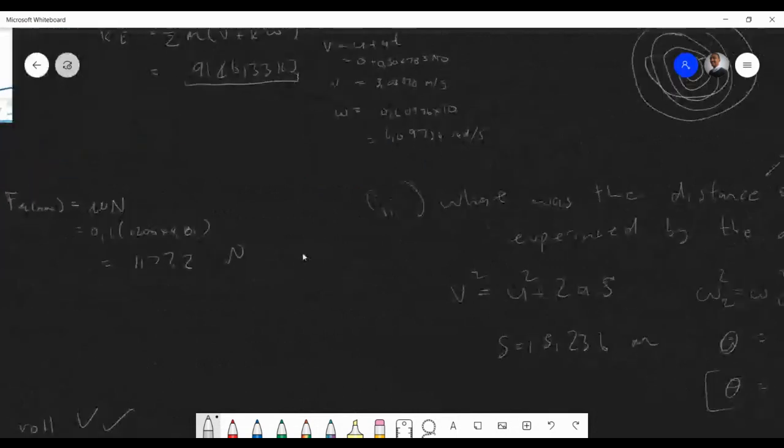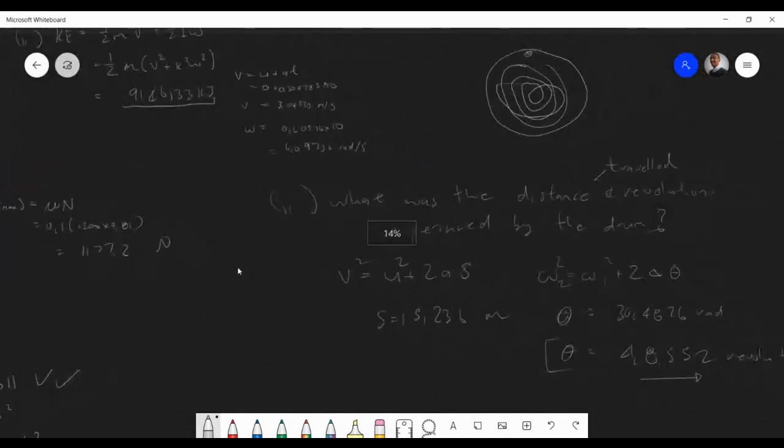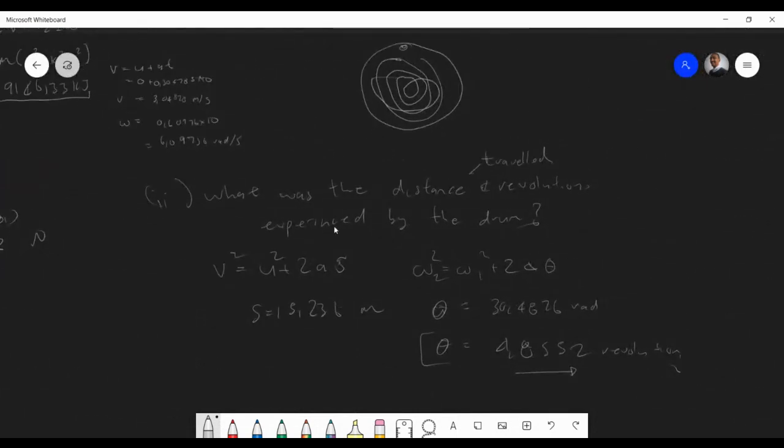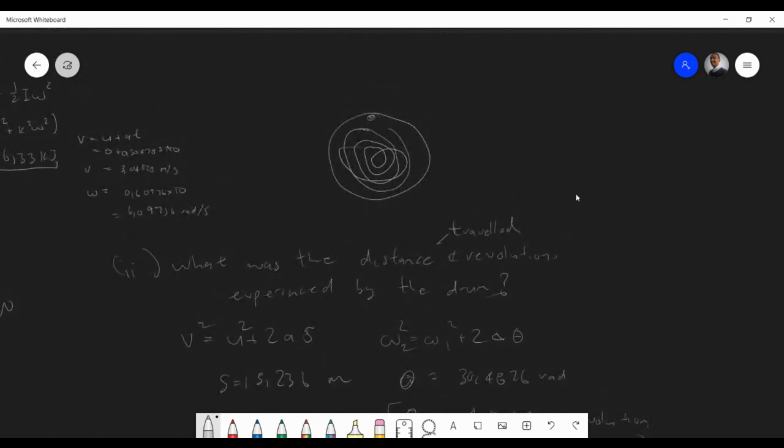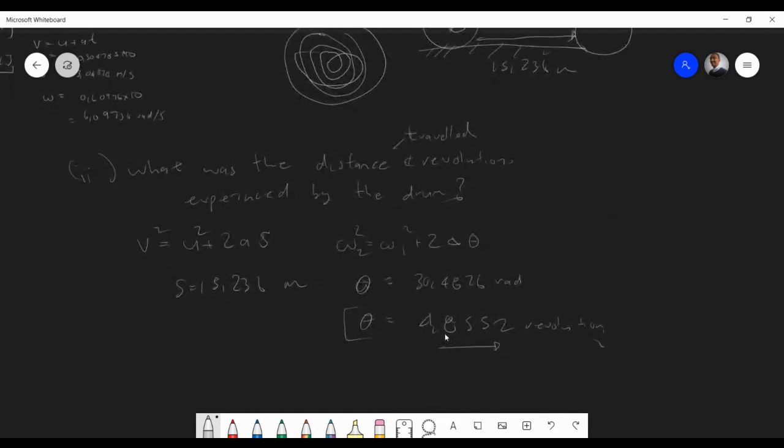Oh, sorry. So what I was asking for is, what was the distance traveled and the revolutions experienced by the drum? If this drum is being pulled against this thing, I'm asking how far did it move from here to here? That's the first one, 15.236 meters. And the second one is how many times did it actually rotate in terms of revolutions? And so we've established it rotated 4.8552 revolutions.